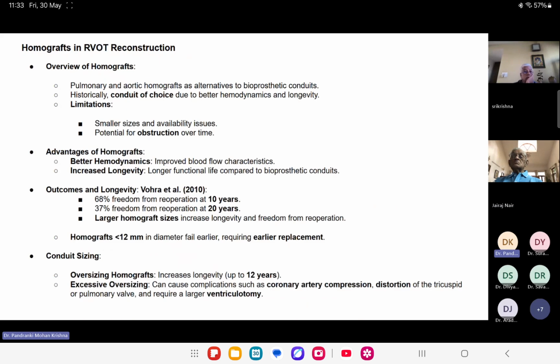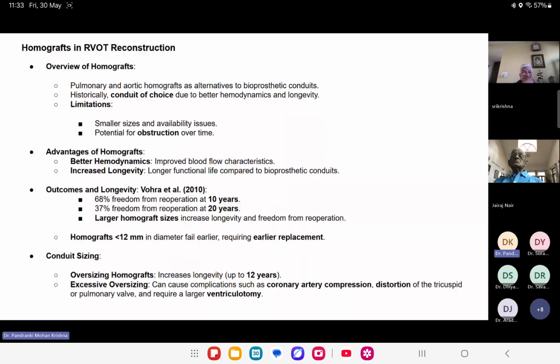They are only for historical importance, and then homografts in RVOT reconstruction, last 5 years, so these are in use. That is overview of homografts. That is pulmonary or aortic, both can be used. And then usually the limitations are smaller sizes and availability issues and potential for obstruction over time. Advantages are better hemodynamics and increased longevity.